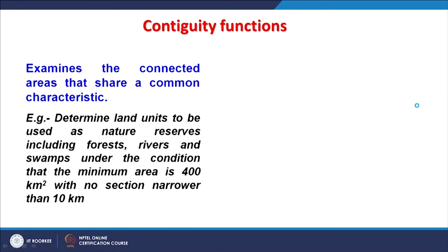In this one, what we are basically doing is estimating the connected areas that share common characteristics. For example, in suitability analysis, we might be determining land units which will be used as nature reserves. So, this is our requirement, this is what we want to extract, or query from the system, through this contiguity function.